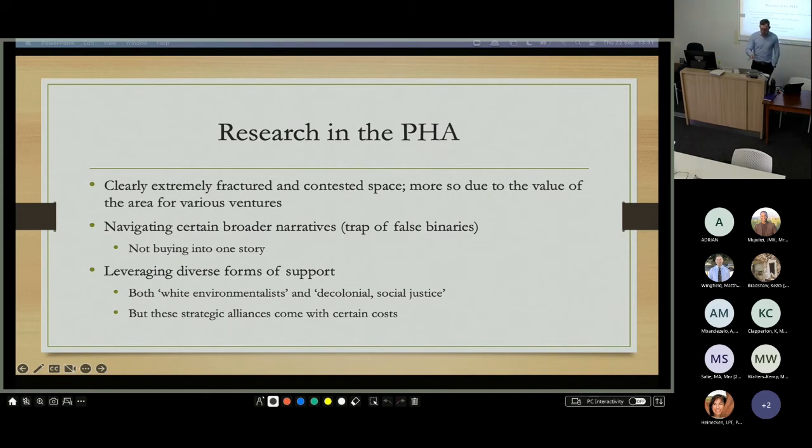But these strategic alliances, which is obvious, come with certain costs. Being framed in relation to white environmentalists as a small group in the area, they are often dismissed as just being two randos that don't really have any space in the PHA, don't have a voice in the PHA, and might actually just be a face for white environmentalists in the southern suburbs that want to protect the environment for the environment's sake. A trope of white environmentalism that's played out in South Africa for generations.